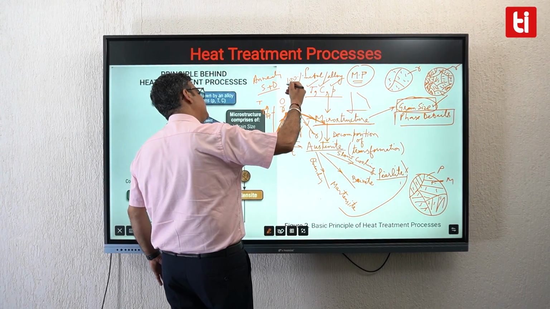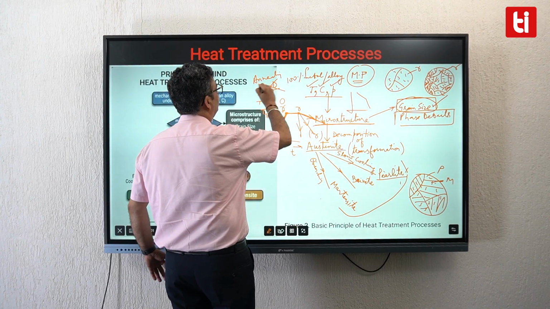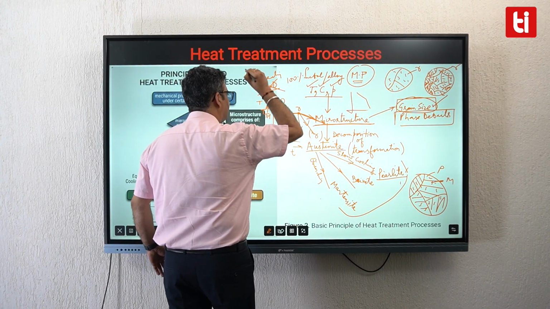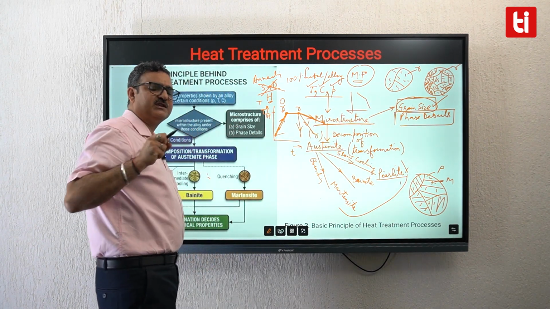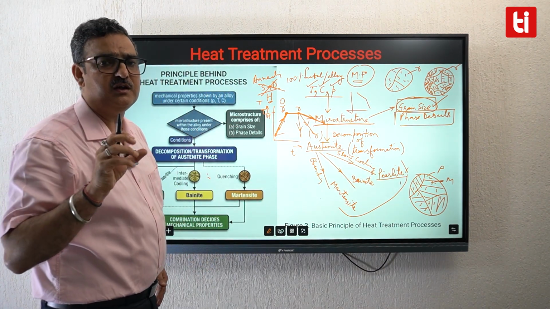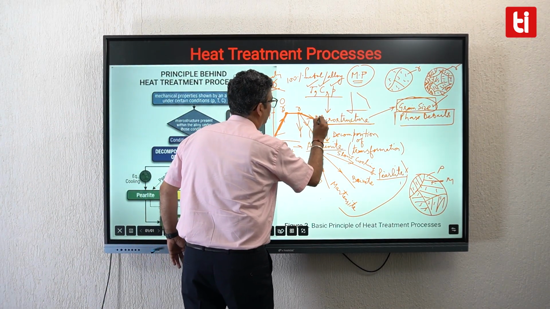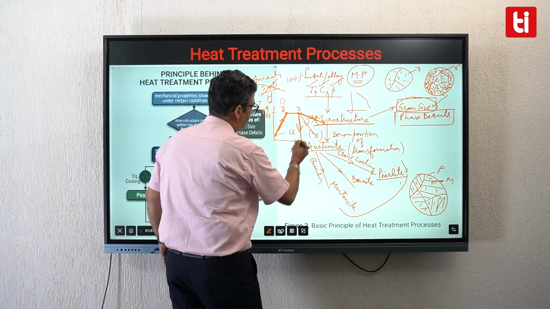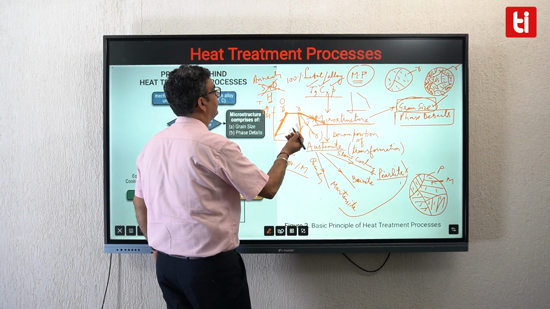But now the same steel on a different occasion, you say, no sir, now I wish that this steel no more remains soft and ductile. I want to make it hard. So you pick up not annealing, but another process from the heat treatment basket, which is called hardening. Same heating, same holding, but now not slow cooling, rather very fast cooling, which is called quenching. You get 100% martensite.